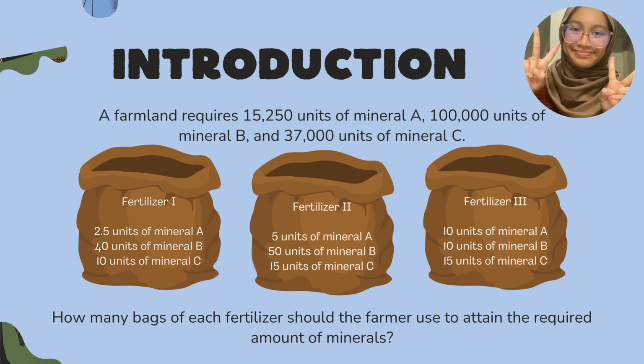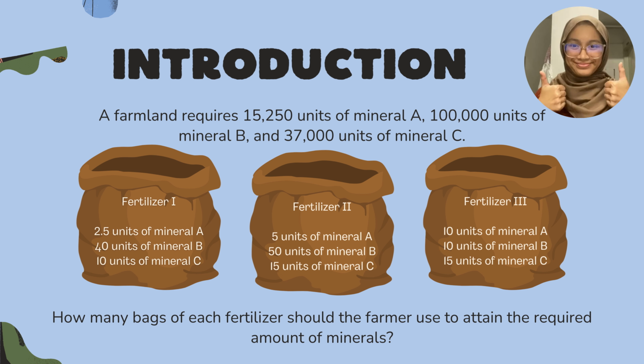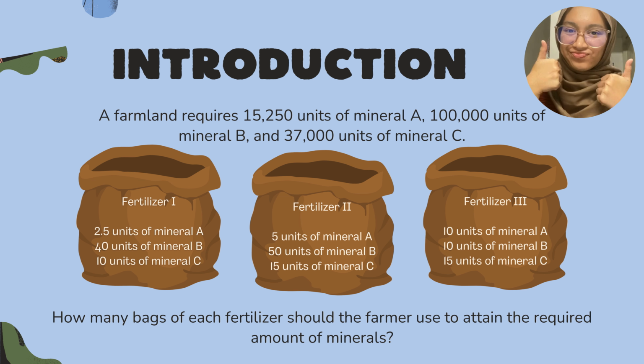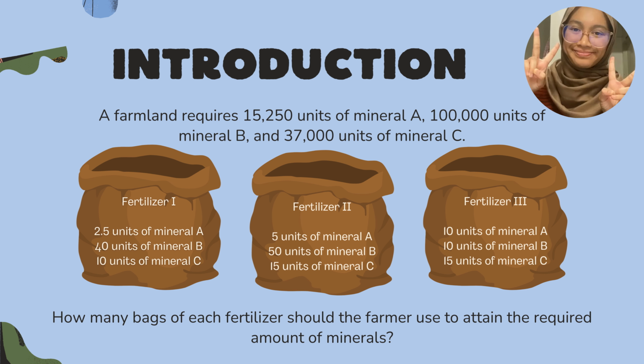Now, let's get started with the introduction. A farmland requires 15,250 units of mineral A, 100,000 units of mineral B, and 37,000 units of mineral C.